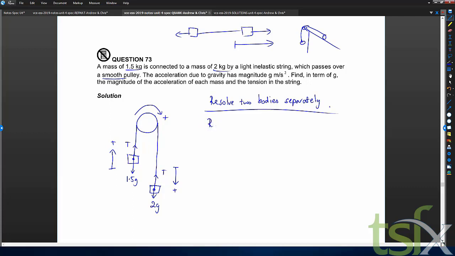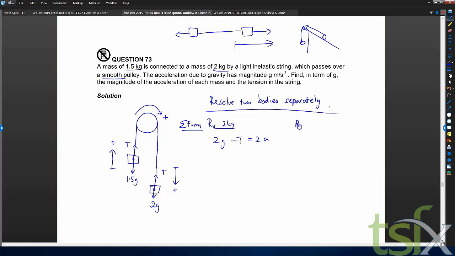So we're going to resolve vertically for the 2 kilogram mass. Positive is downwards, and the sum of the forces equals MA, so I like to write that up somewhere because that's what we're going to use. We resolve down, so 2G minus T equals the mass, which is 2, times the acceleration, which we have to work out.